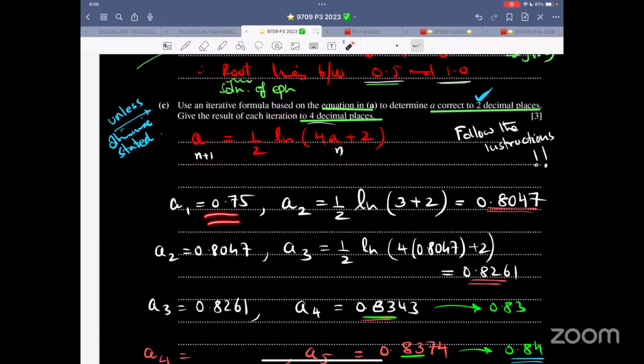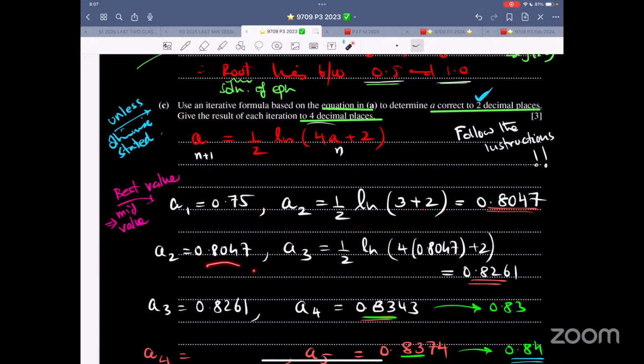Between 0.5 and 1, this is the mid value. So the best value to start with is the mid value, or if the examiner says so, use that value. Of course, we cannot argue with the examiner. That is for sure. So when we plug in this value over here, that is 0.75. So show the working: half ln(3 plus 2). That comes out to be this thing, working in 4 dp.